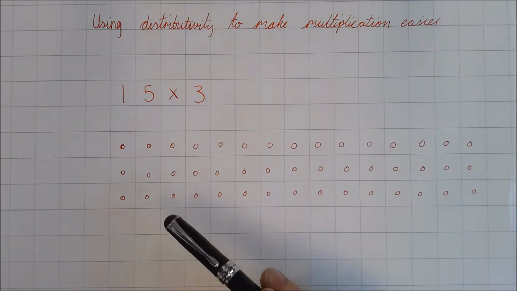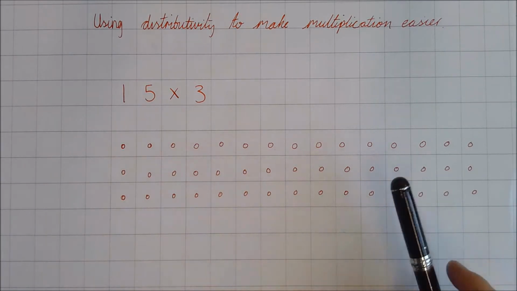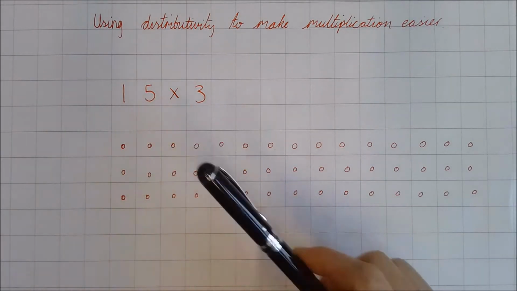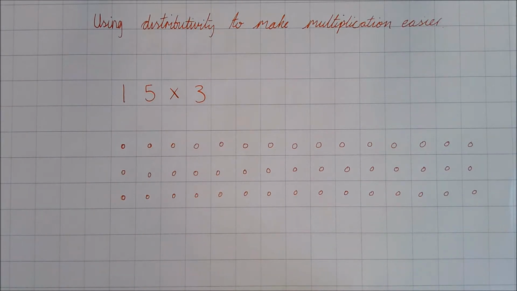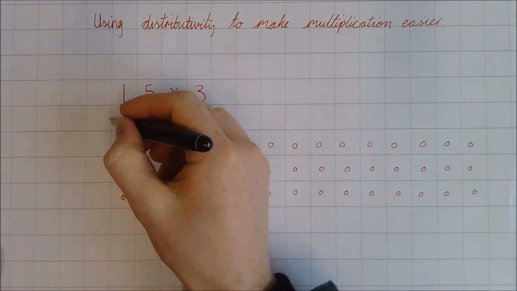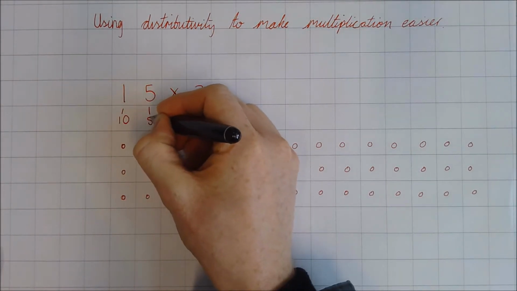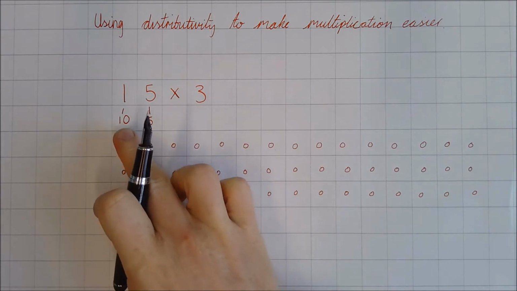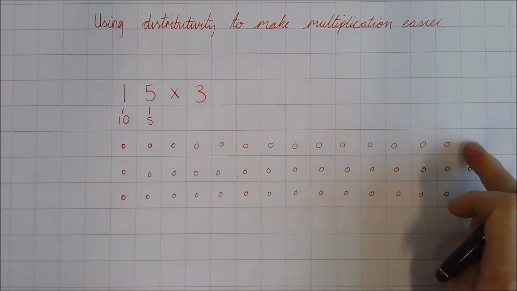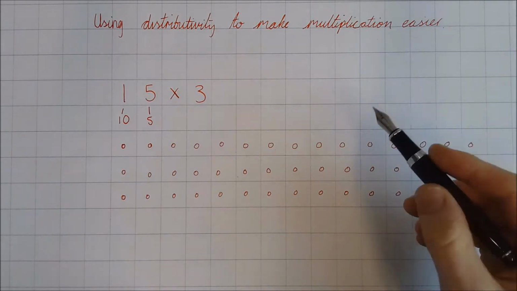What we can do to find the total number of dots in this array, which is the product of 15 multiplied by 3, is to partition it. We could partition it into as many pieces as we want, but we're going to partition it using our knowledge of place value. 15 can be partitioned into 10 and 5. So 15, this factor, is this edge here, so we're going to partition it into 10 and 5. So 1, 2, 3, 4, 5.